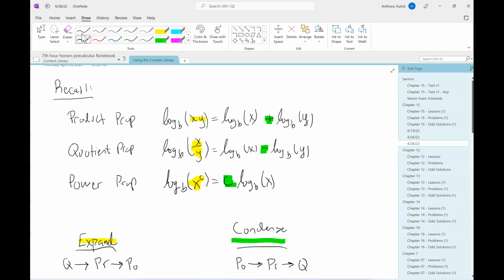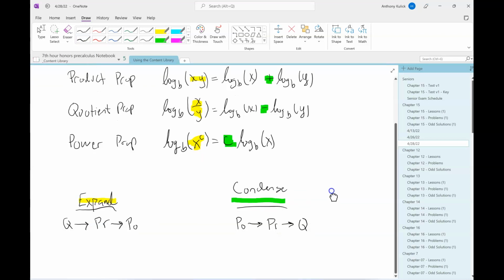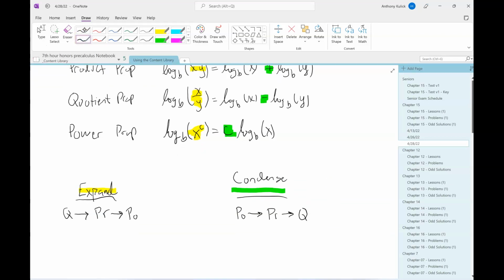All right. So there's 2 major types of problems that we're going to talk about here today. Those 2 types of problems are called expanding and condensing logarithms. So if we want to expand a logarithm, what we're going to do is start with 1 logarithm and rewrite that 1 logarithm using as many logs as possible.